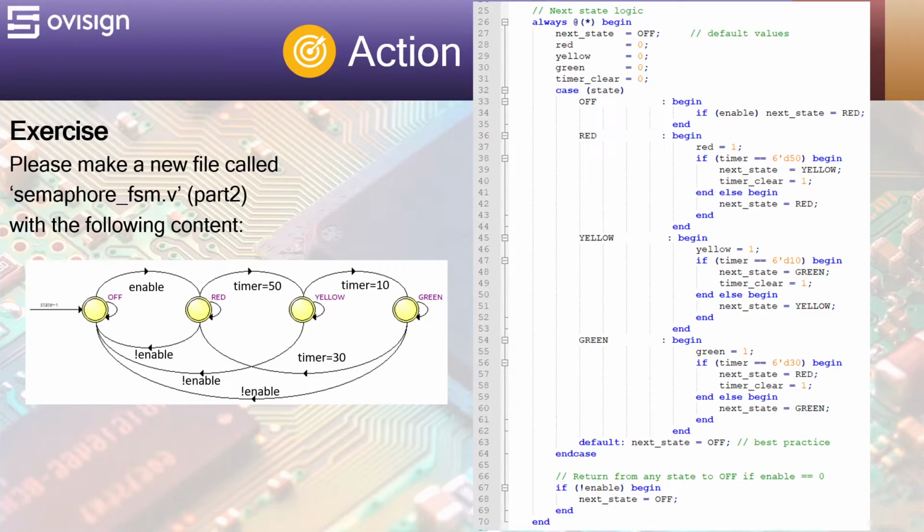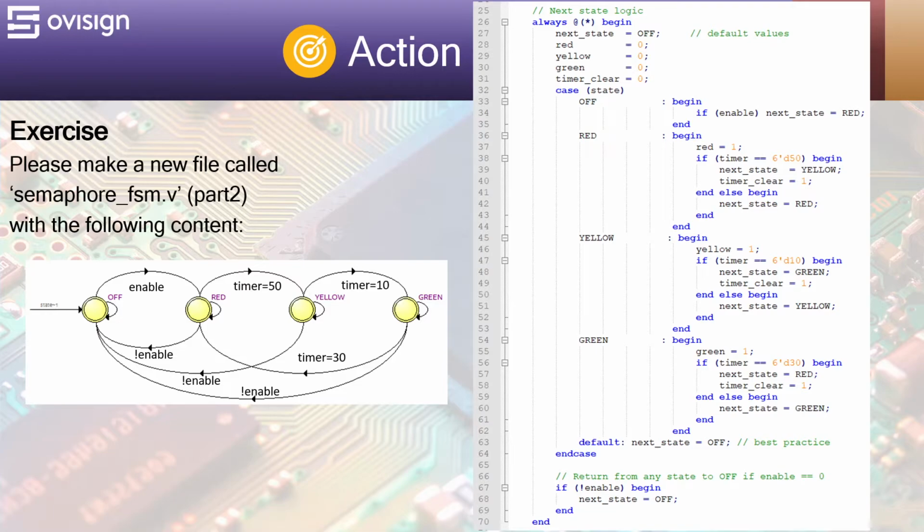After we reach green, we wait here 30 clocks and then go to red again. Lines 38, 47 and 56 also contain an RTL optimization for synthesis. I compare the timer value with 6-bit decimal values, thus using a 6-bit equality comparator. If I wouldn't mention the number of bits, some tools can interpret this as a 32-bit comparison between integers, thus using a comparator 5 times bigger.